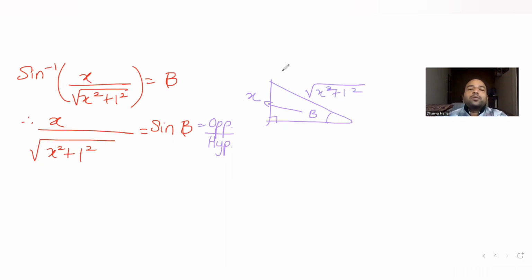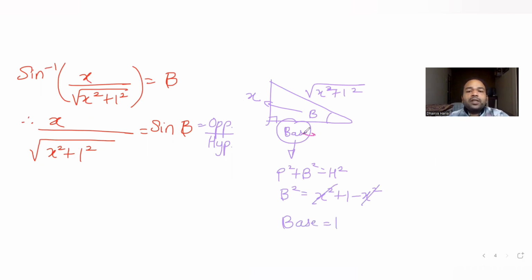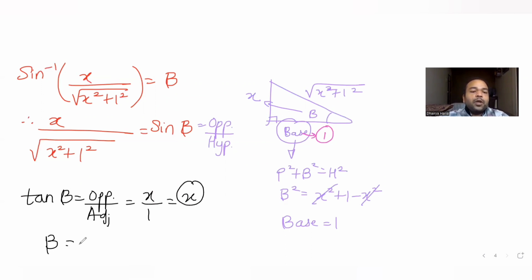Now once I have x square plus 1 square, again if I try to find the base, that is given by perpendicular square plus base square is hypotenuse square. So base square is hypotenuse square, x square plus 1, minus perpendicular square, which is x square. Again you get base as 1. Once you get the idea for base again as 1, you can find the tan theta with that. Tan of B is equal to opposite upon adjacent, which is x upon 1, which is equal to x. So from here I get B also in terms of tan, that is tan inverse in terms of x.